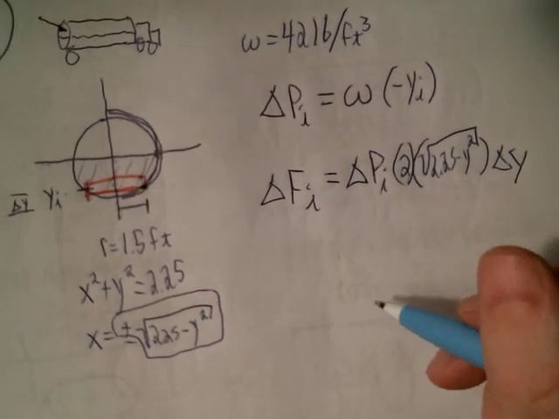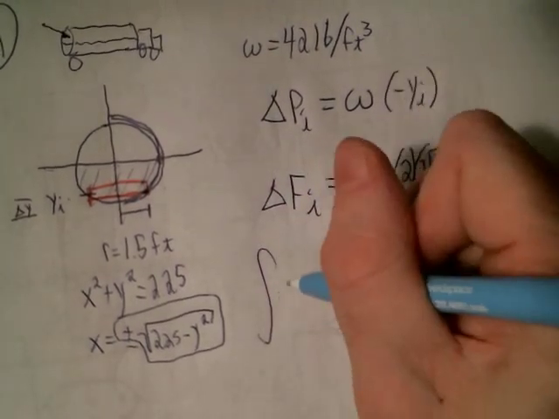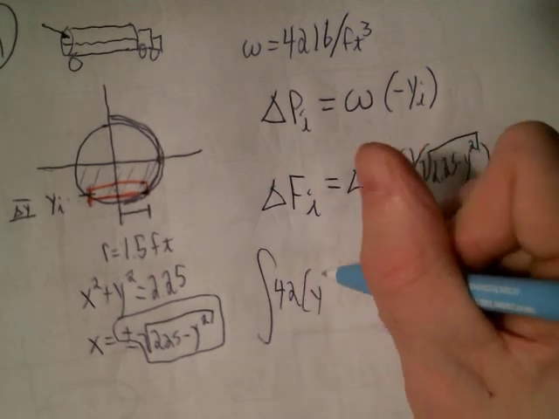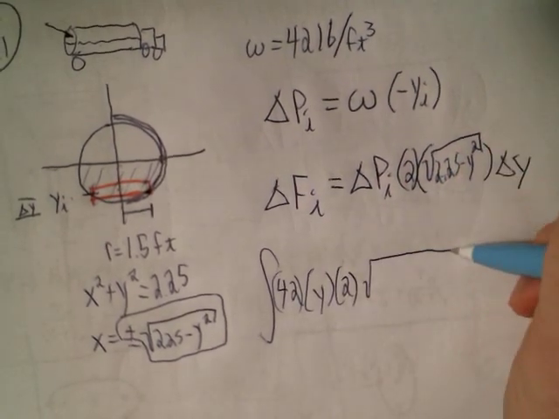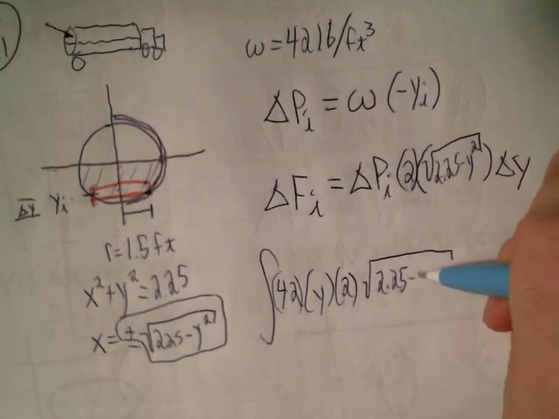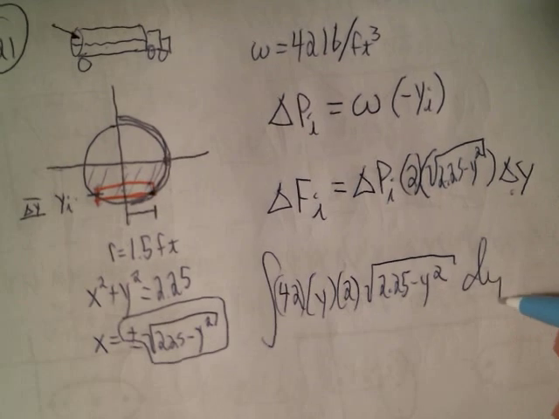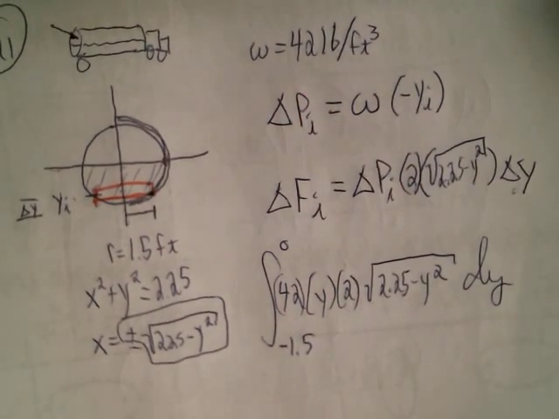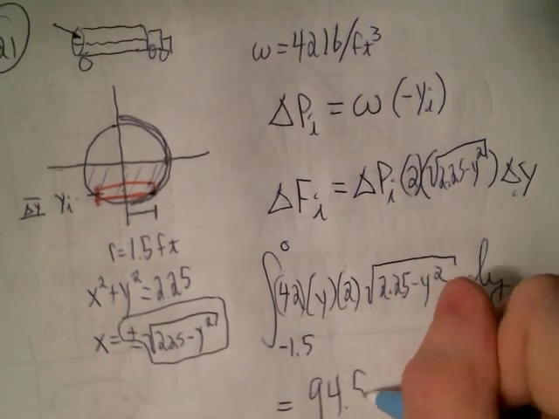Okay, finally then I can dump it into my integral. So I'll have our omega is 42 times our y times all kinds of other good stuff, right? There's a 2 in there. There's this square root thing, 2.25 minus y squared. Then there's the dy. And we're going from negative 1.5 to 0. Okay, integrate that. I got 94.5 pounds.